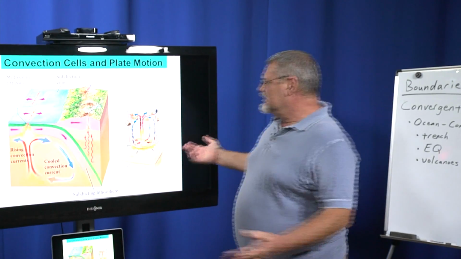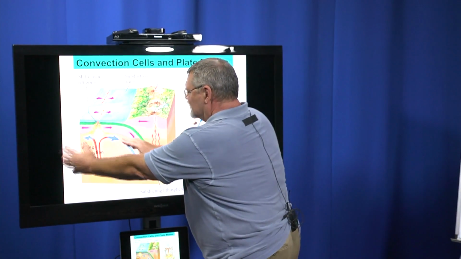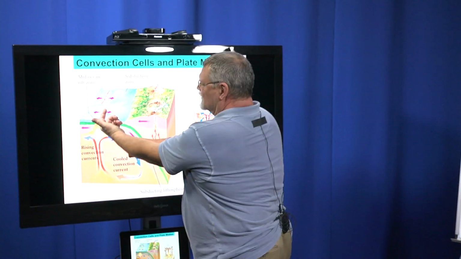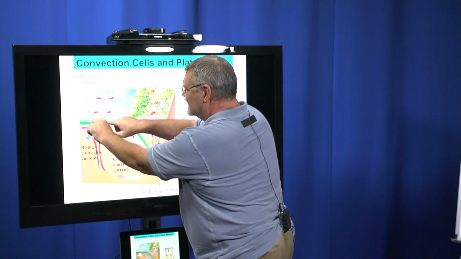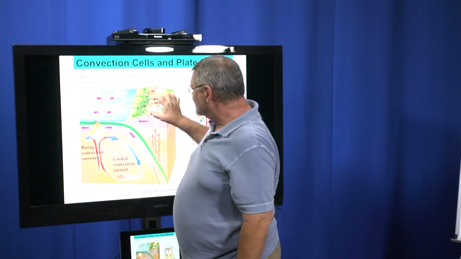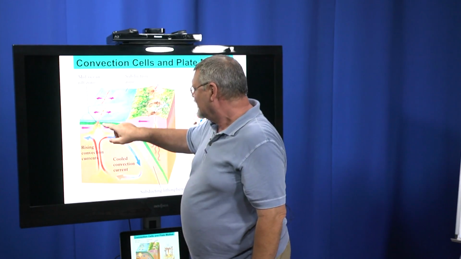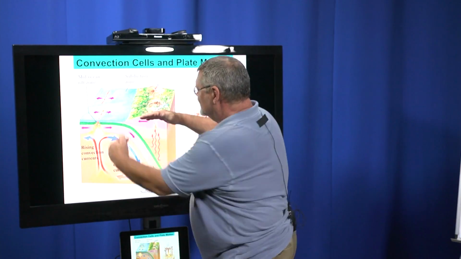So what's driving this? Again, you have the rising convection current as it comes up and moves this way. Over here in the ocean is the divergent boundary. Material's coming up. It's adding to the crust. It's cooling quickly. It forms the oceanic crust. It's denser than the continental crust, and so it's going to ride underneath the continent as these things converge.